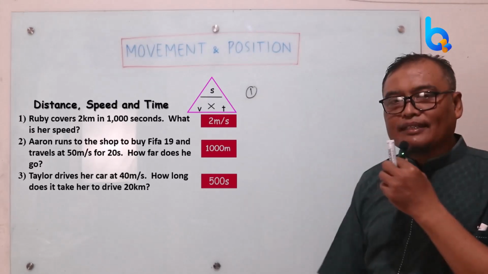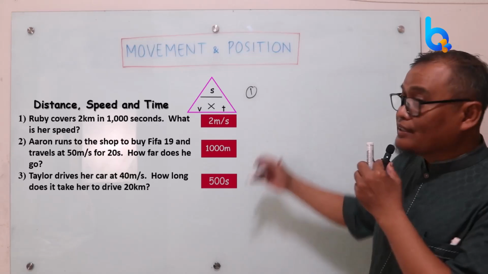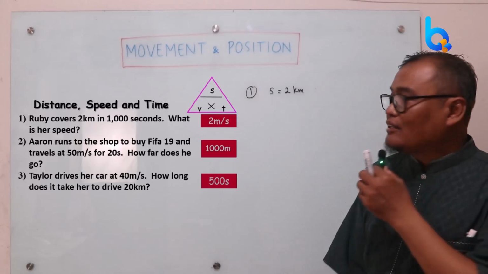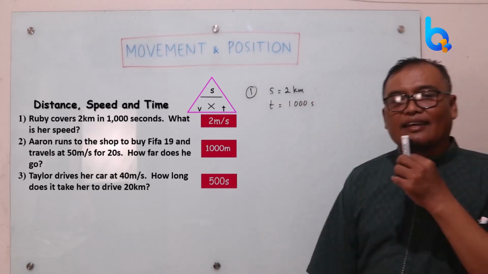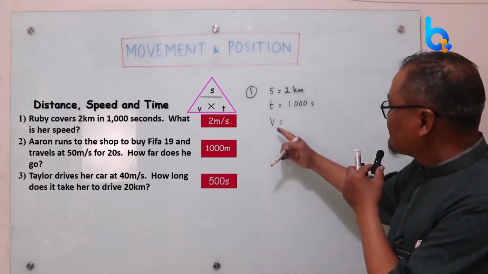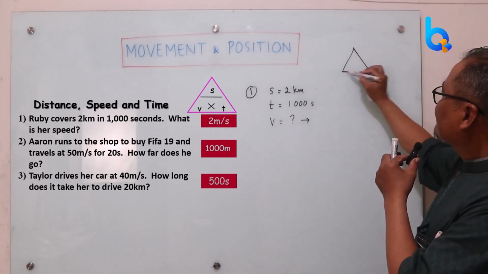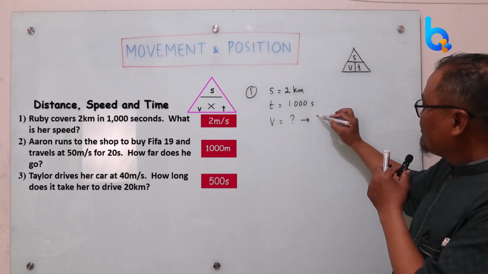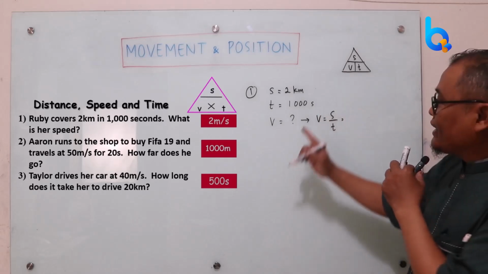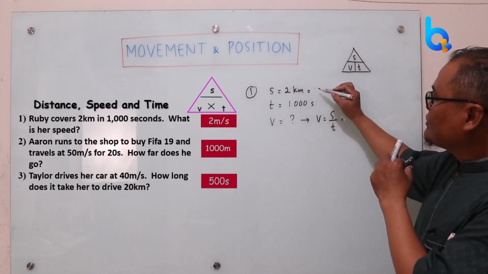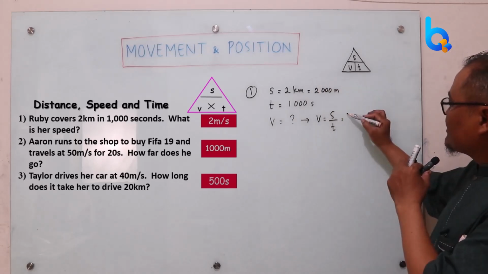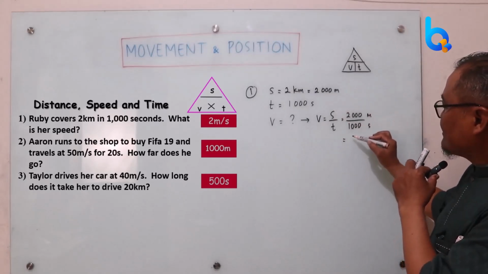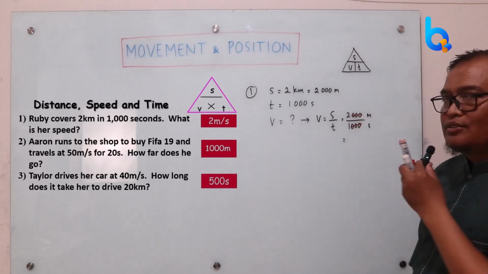Number one, we know Ruby covers 2 kilometers. 2 kilometers means S, and 1000 seconds means T. What is her speed? We can calculate it with the magic triangle. This is S, this is V, this is T. To calculate V, V equals S over T. But remember, S must be in meters, so we convert to 2000 meters. So we calculate S, 2000 meters, over T, 1000 seconds, in meters per second.